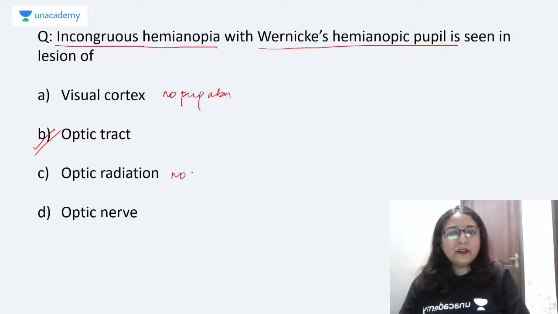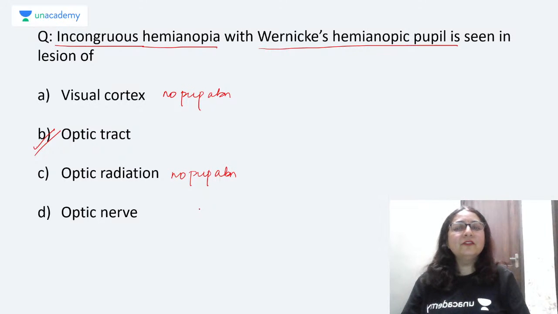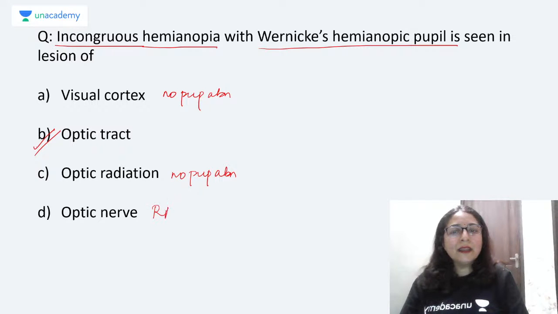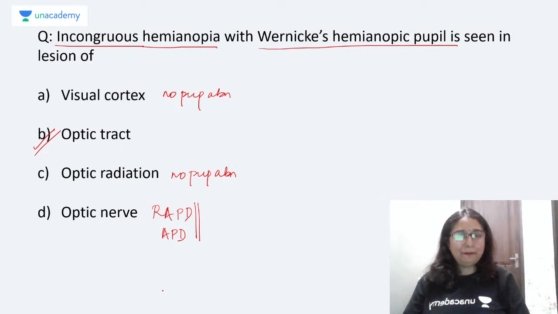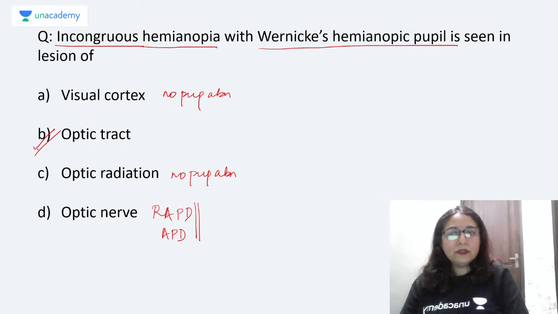Optic radiation, no pupil abnormality. After the optic tract, the pupil is not affected. Okay, optic nerve will lead to RAPD, or relative afferent pupillary defect, not the hemianopic type. Okay, so the right answer to this question is optic tract.